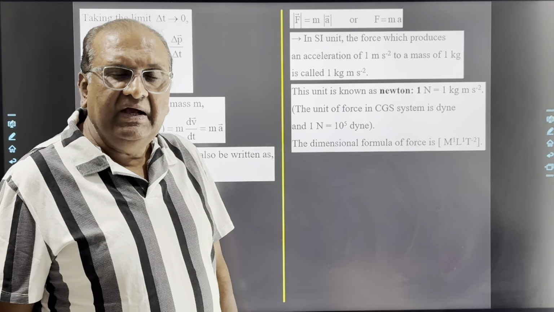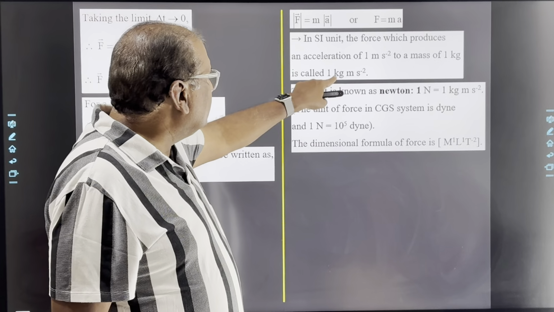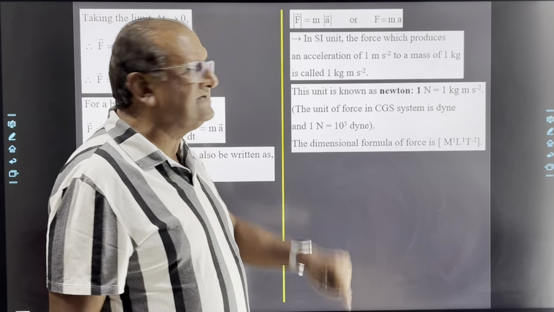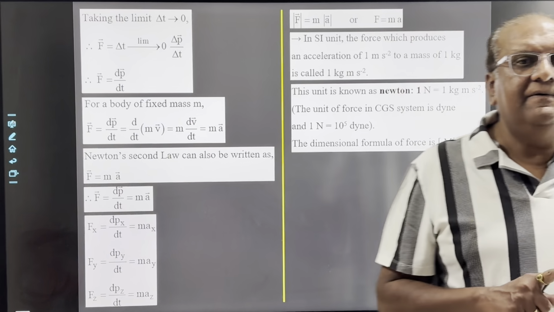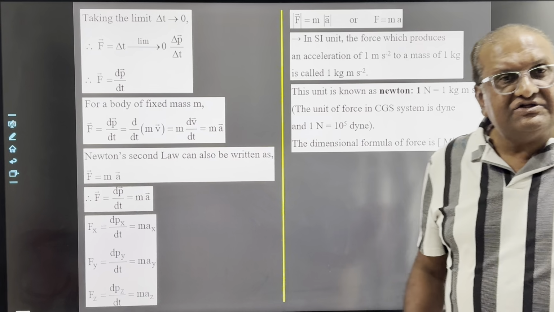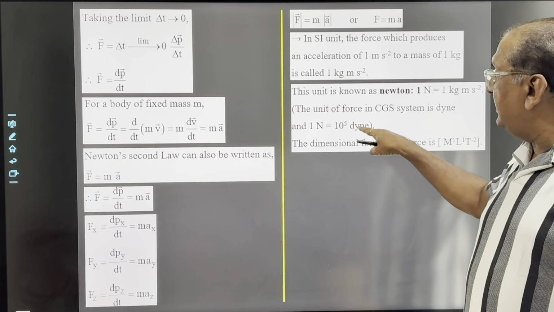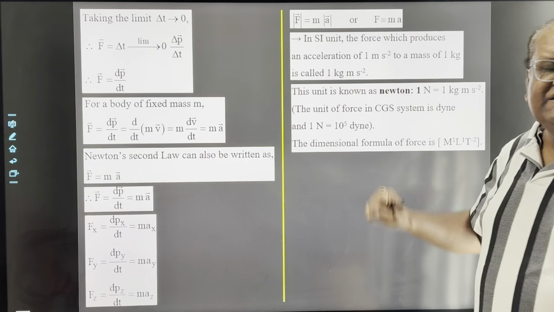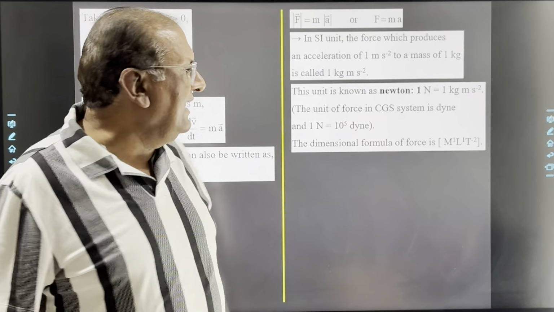And from this unit we can write its dimensional formula also, and that is M1 L1 T minus 2. In CGS we can write the unit, that is gram centimeter per second square, and this CGS unit is called dyne. And the relationship between Newton and dyne is like this: 1 Newton is 10 raised to 5 dyne.